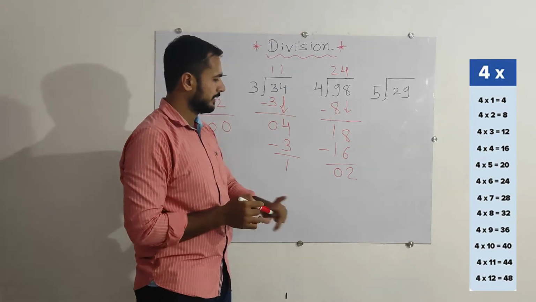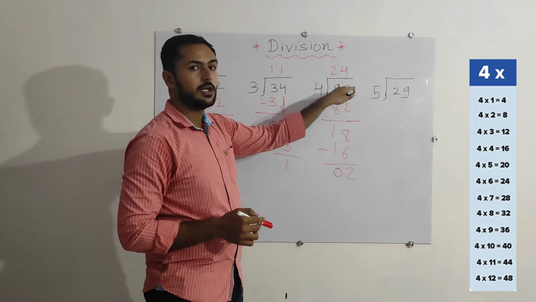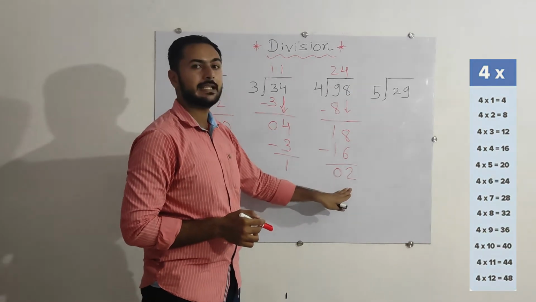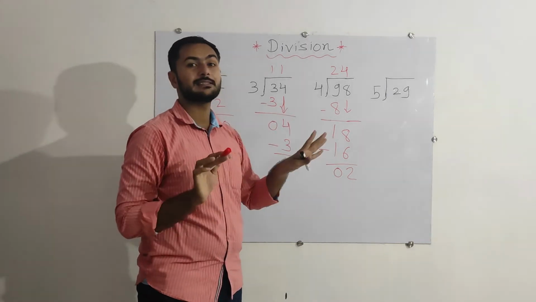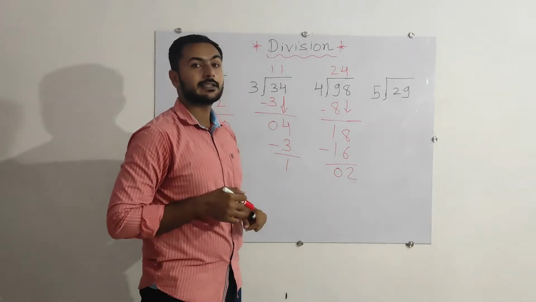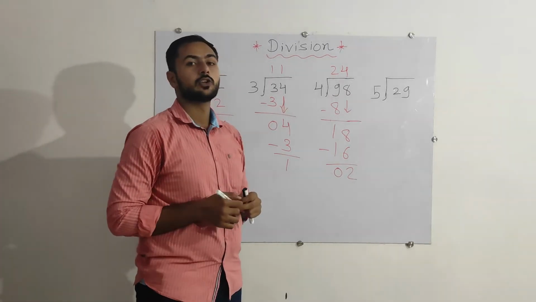Now see the number, that is 2. Now we don't have a number to bring down, so this is the remainder. And see again, 2 is smaller than 4. It means that's our remainder. The 4 is the divisor, 98 is the dividend, and 24 is the quotient.